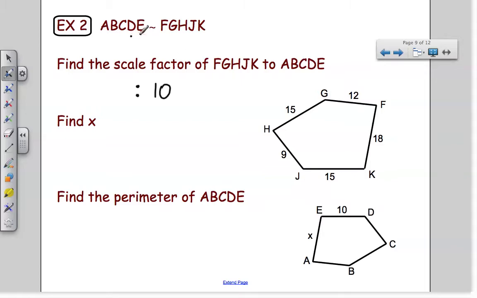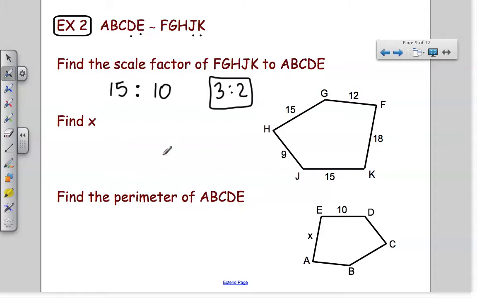Actually, D and E were the last two letters here, so that must correspond to the last two letters here, JK. And then I notice that that side is 15 here, JK. So now I know that 15 corresponds to 10. I wrote these in the correct order. Simplify to get the scale factor: divide by 5, and we get 3 to 2, if I divide 15 and 10 both by 5. So there's my scale factor.